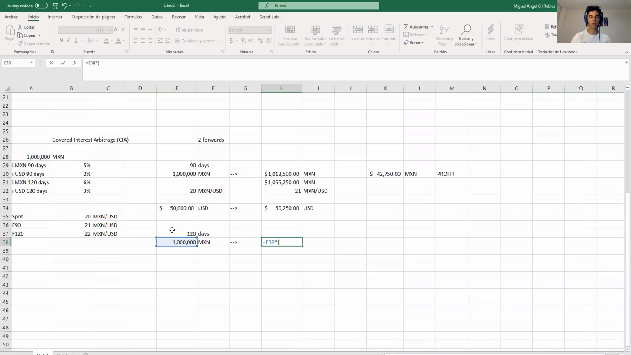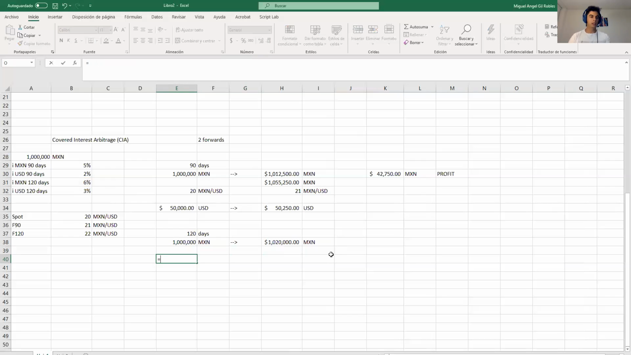So 1 million times 1 plus, and I need to be careful which interest rate. The Mexican rate, but for 126%. This divided by 360 times 120, okay? Be careful. It's a very simple mistake. It's very common. I usually make that mistake sometimes. So be very careful. So now I have 1,020,000 pesos.